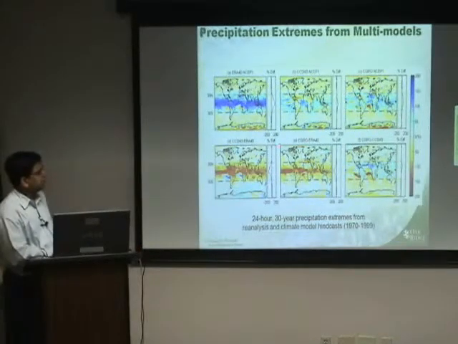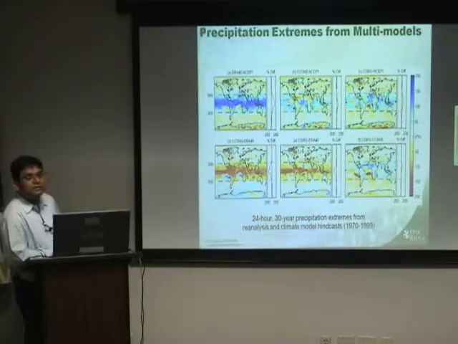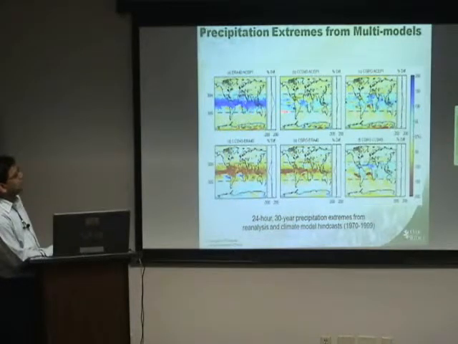However, once again, look at the discrepancy. So this is ERA 40 and NCEP 1 or 2. These are reanalysis data sets, surrogates of observations generated in slightly different ways. CCSM3 and CSIRO are 2 climate models. So we are looking at the difference of one versus the other for the period 1970 to 99 for 24-hour, 30-year rainfall extremes. And these are percent differences, negative, positive.